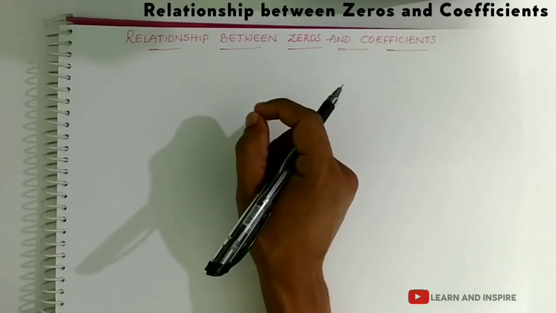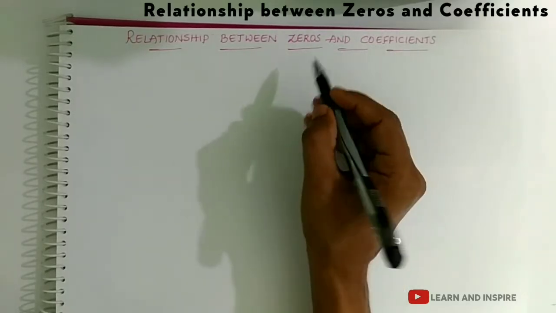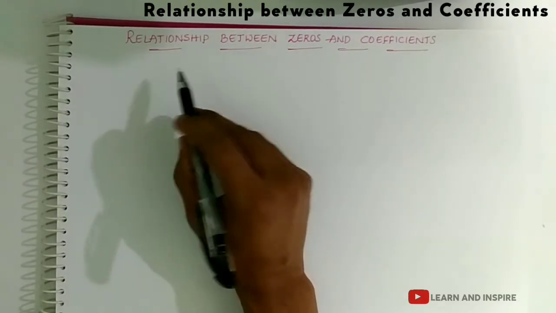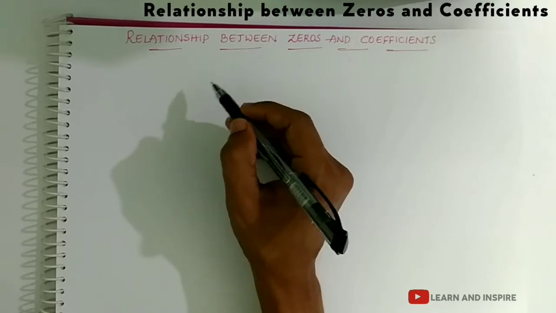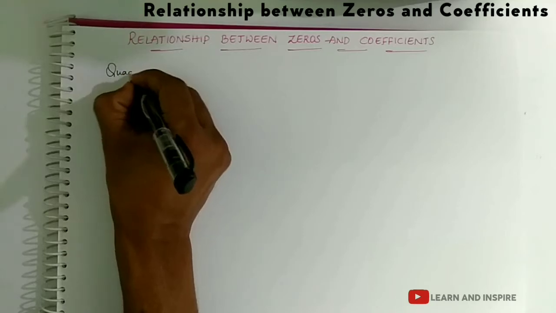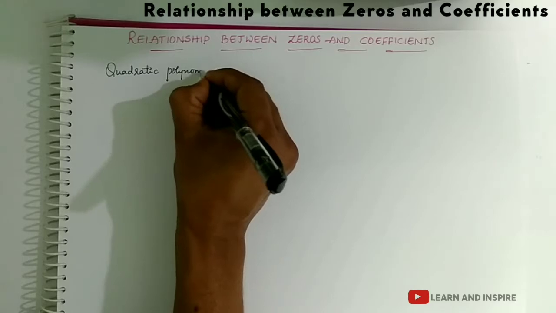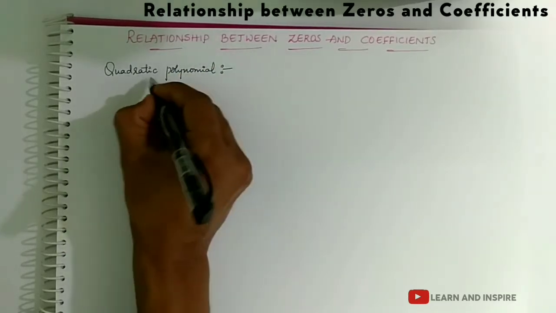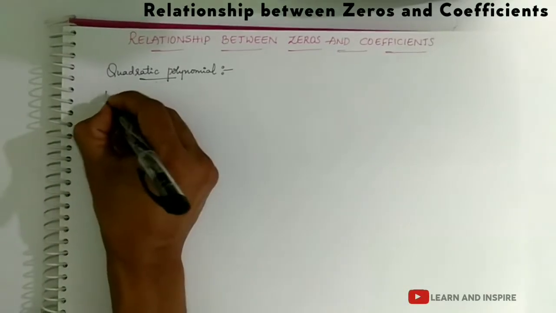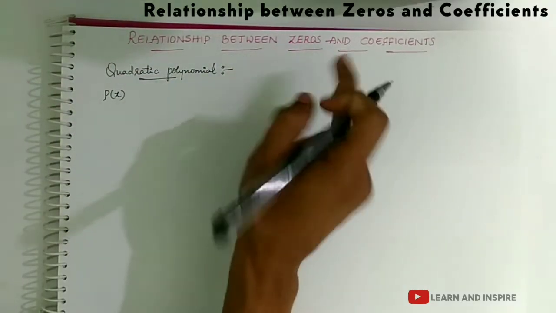In this video we shall discuss the new topic, the relationship between zeros and coefficients of a quadratic polynomial. So first we write the quadratic polynomial. As we know, a quadratic polynomial has degree 2. Okay, so I write one polynomial. By taking one example, we can discuss the relationship between zeros and coefficients.